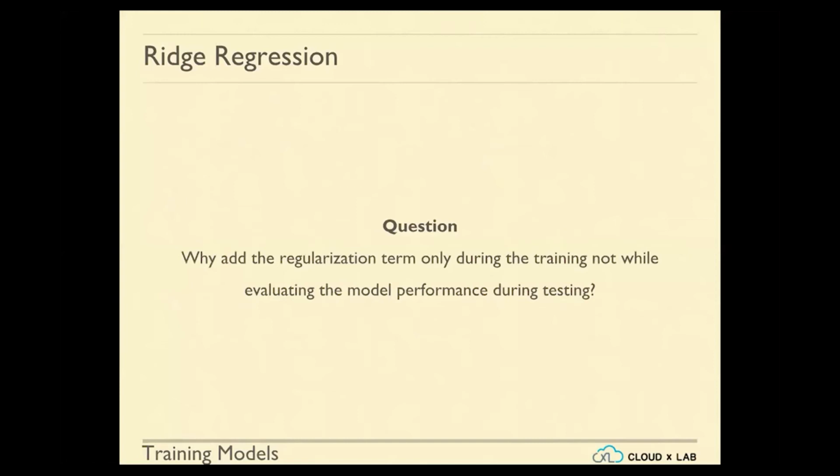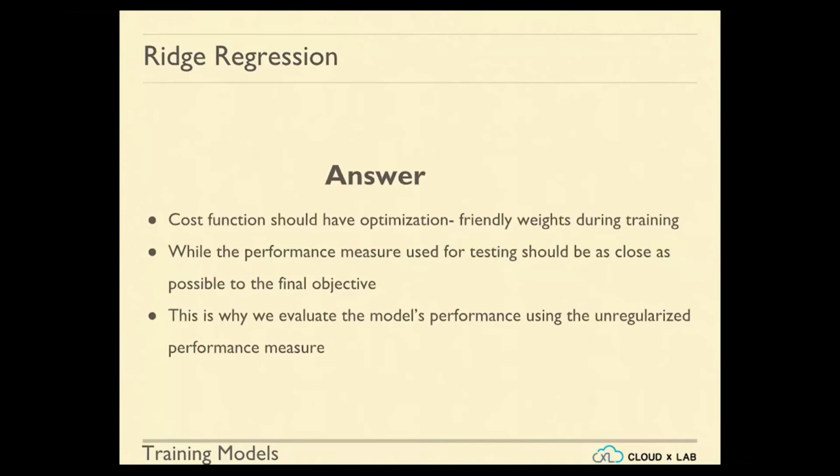Why did we add the regularization term during the training, not while evaluating? While predicting, we don't add this term. It's only used at the time of training. All right, keep this in mind. You will see this happening again in deep learning, that we will be doing regularization only during training, not in testing. The reason is the cost function should have optimization.